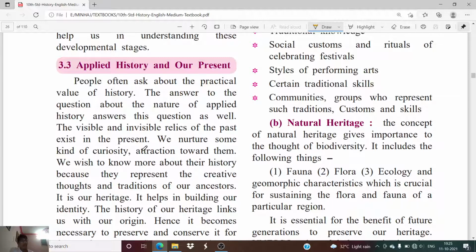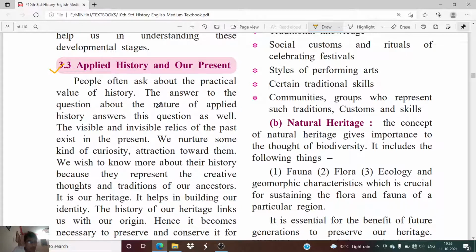Here we are going to study applied history. In the previous lecture, we completed applied history and its perspective, which was related to different fields of knowledge, for example, philosophy, science, commerce, traditions, and all that. Now, in this lecture, we are going to see how applied history is responsible in shaping our present and in shaping our future.